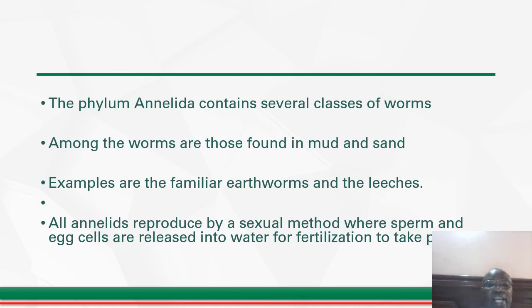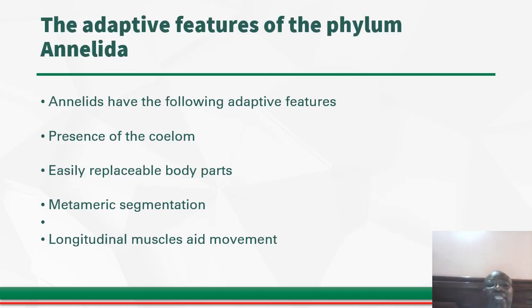All annelids reproduce by a sexual method where sperm and egg cells are released into water for fertilization to take place. What are the adaptive features of the phylum Annelida? Annelids have the following adaptive features: presence of the coelom, replaceable body parts, that is, they can regenerate their body parts, the metameric segmentation that is found on them, and longitudinal muscles that aid movement in them.